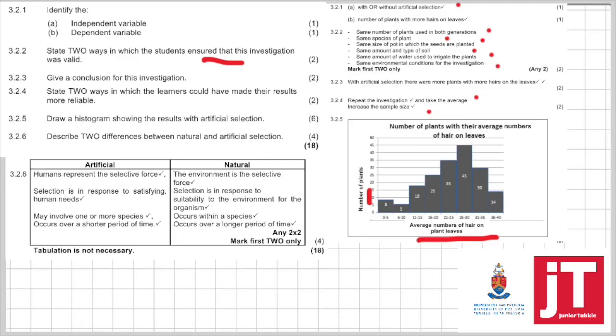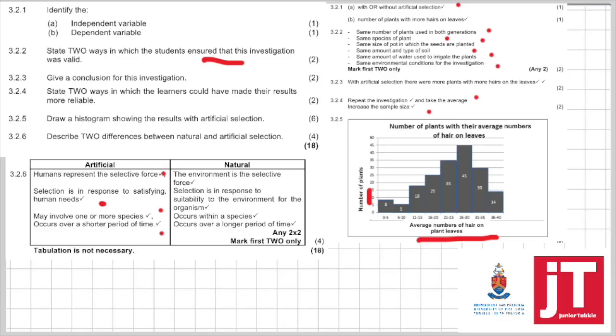Then 3.6. Describe two differences between natural and artificial selection. So artificial selection, humans represent the selective force. Artificial selection is in response to satisfying human needs. Artificial selection may involve one or more species and it occurs over a shorter period of time.